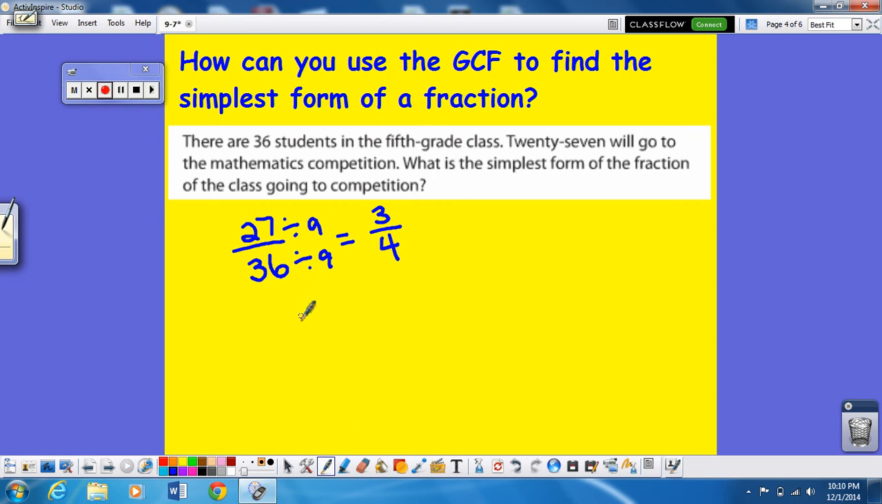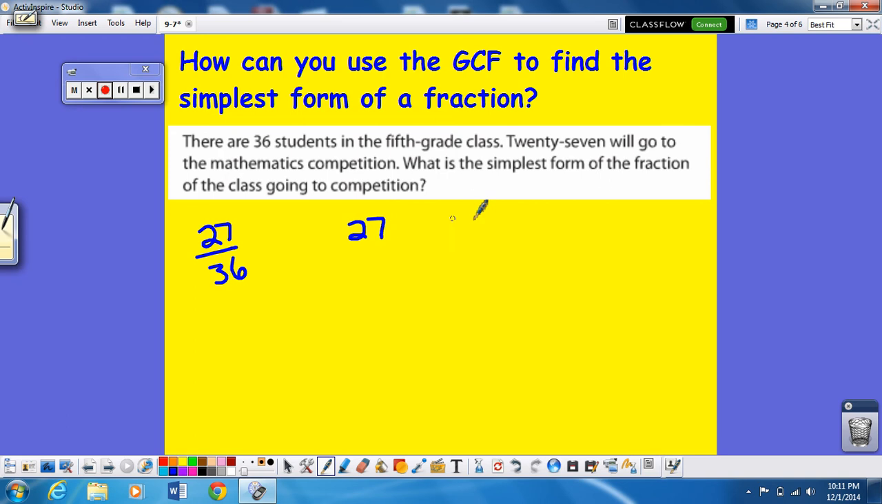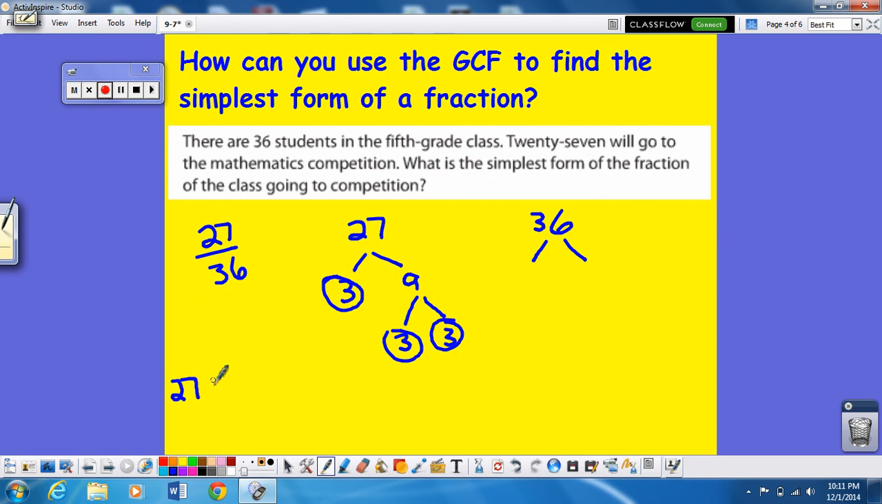Now, that was simply using what I know. What I want to show you is how to use the GCF to do this. So again, my fraction was 27/36. So I'm going to make a factor tree for each of these numbers so that I can get their GCF. Okay, 27 I know is 3 times 9. 3 is prime. 9 is 3 times 3. Those are prime. So my prime factors for 27 are 3, 3, 3.